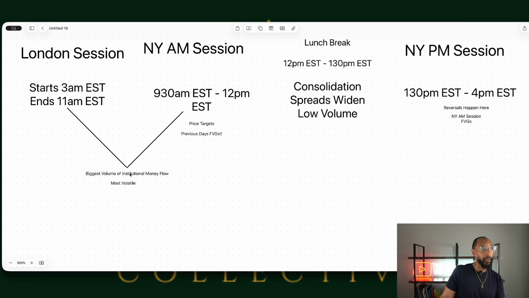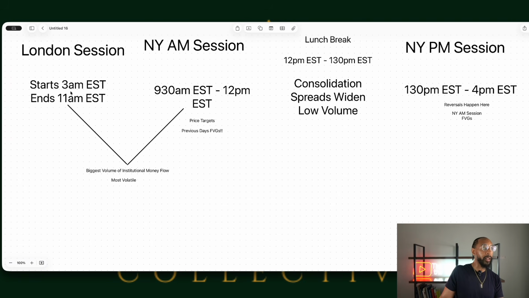Bingo, right? Volume comes in because we've got London session and New York session both open at the same time. Biggest volume, right? We have directional moves. We have volatility for 90 minutes, right? Well, this is two and a half hours in a New York session, but that first 90 minutes is London and New York session. Then we go on a lunch break, consolidation, the spreads widen, volume drops.